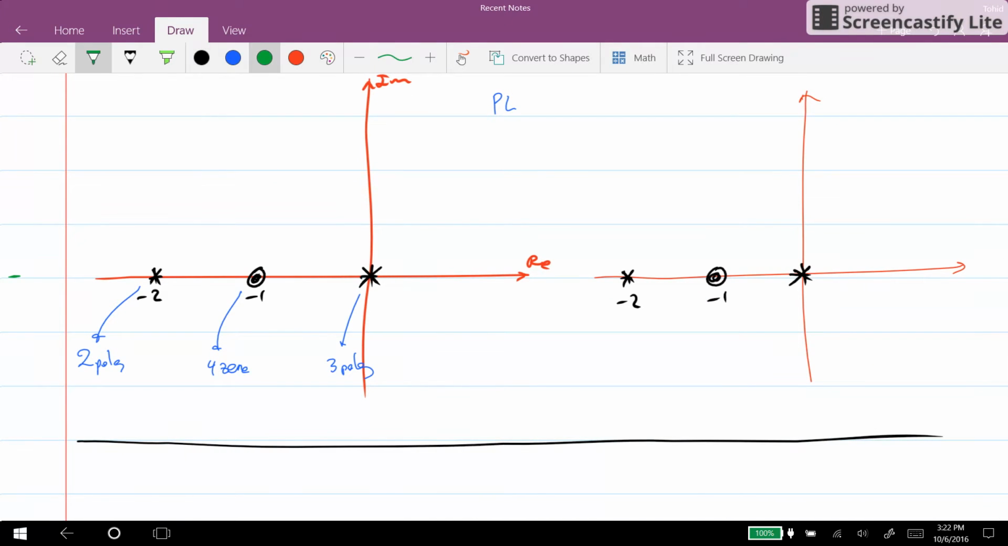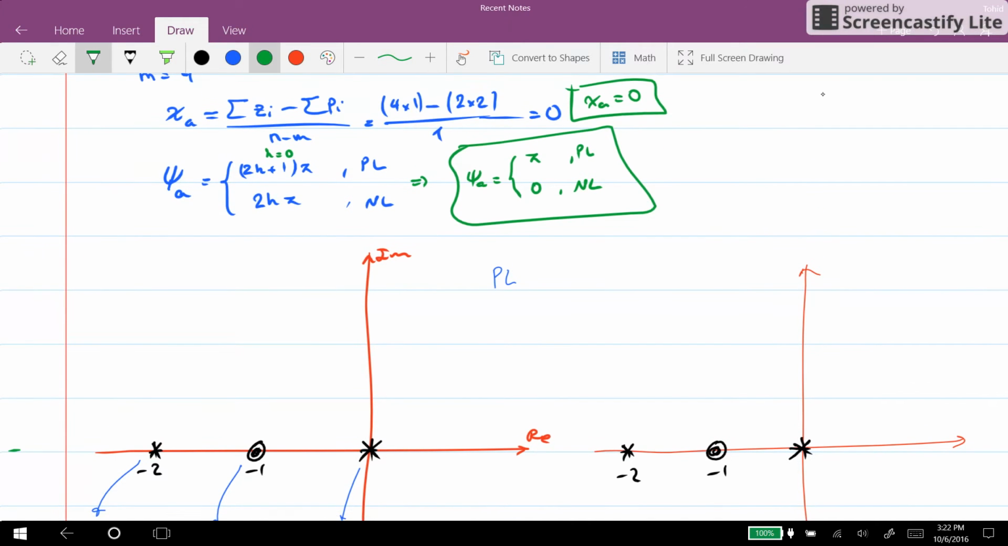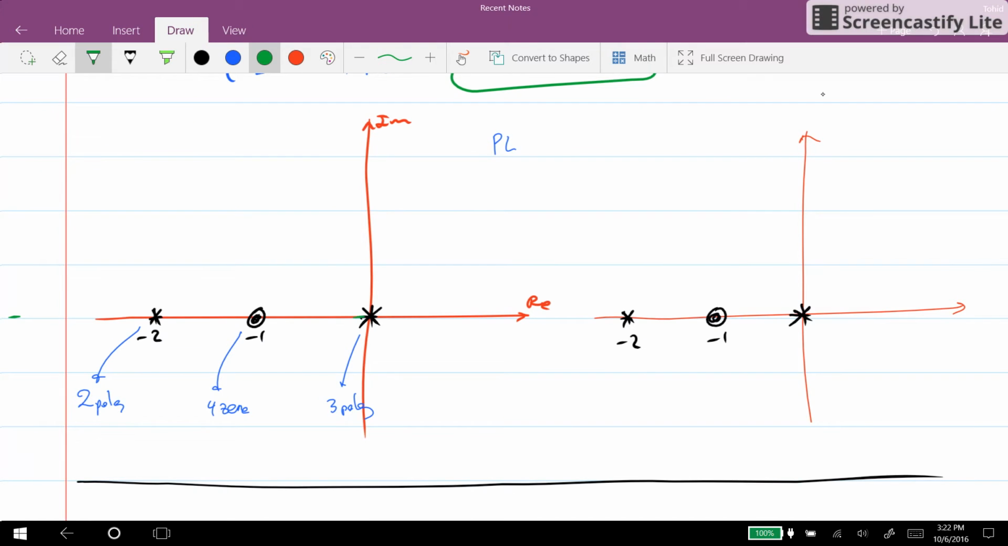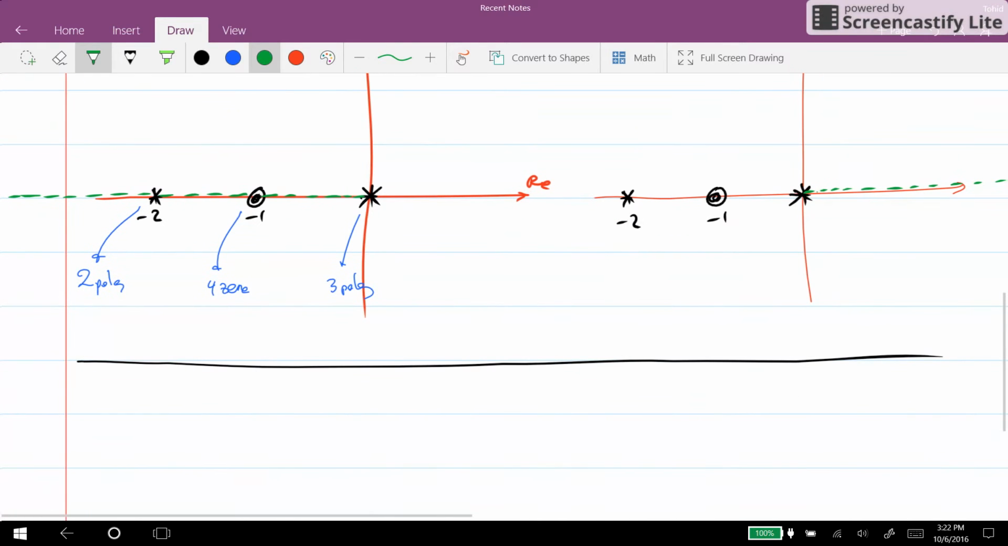Now we can draw the asymptote. We will start from 0, go towards infinity with the angle of pi for the positive locus. So as a result, this will be the asymptote for the positive locus. For the negative locus, starting from 0, going towards infinity with the angle of 0. So this will be the asymptote for the negative locus.